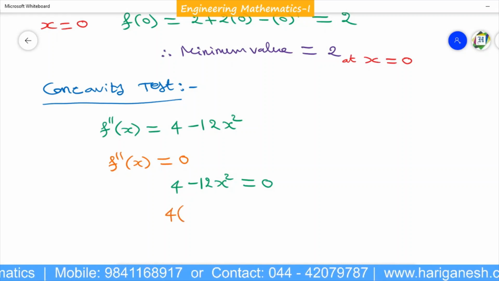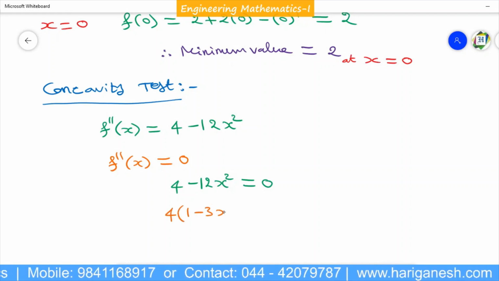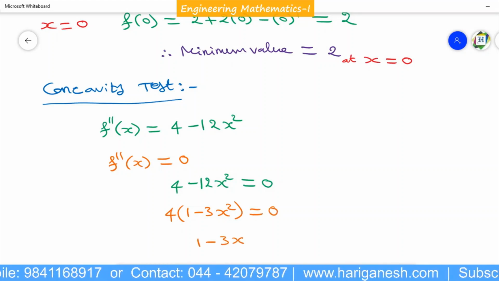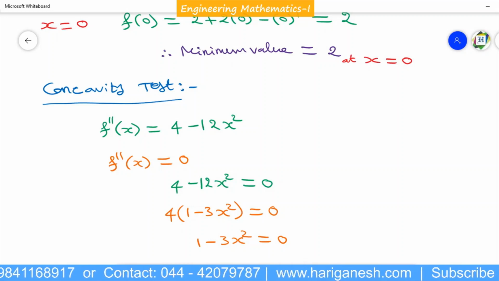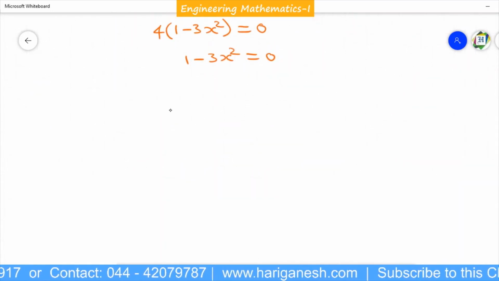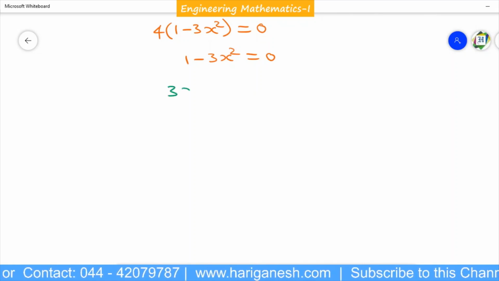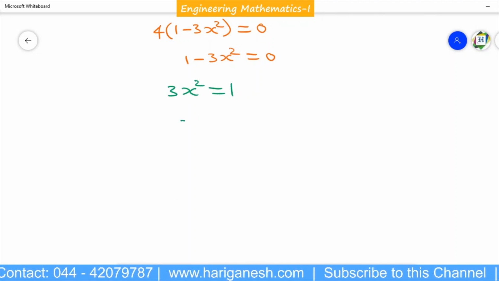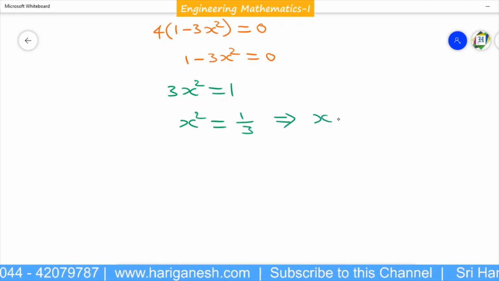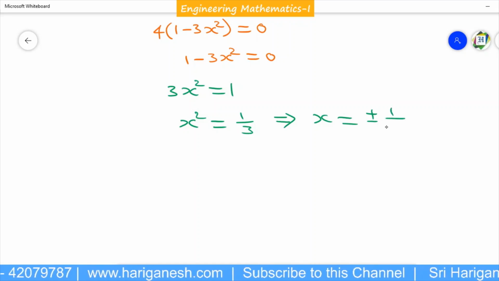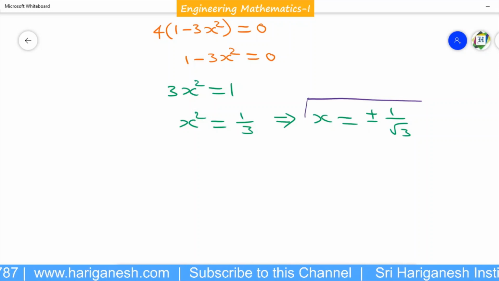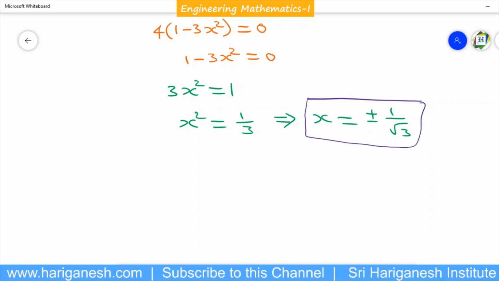Take 4 outside. 1 minus 3x square equal to 0. And now 3x square equal to 1. x square equal to 1 by 3. Which implies that x is equal to plus or minus 1 by root 3. Okay, so these are the x values.